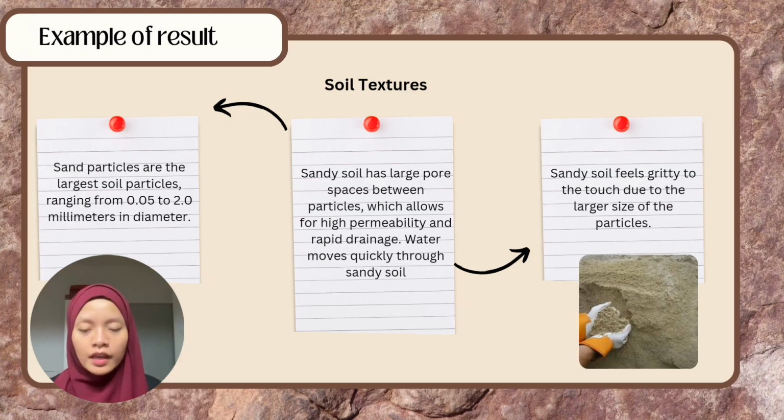From this method, our results show that sand particles are the largest soil particles, ranging from 0.05 to 2.0 mm in diameter. Number 2, sandy soil has the largest pore space between particles, which allows for high permeability and rapid drainage. Water moves quickly through sandy soil. And the last one is sandy soil feels gritty to the touch due to the larger size of particles.